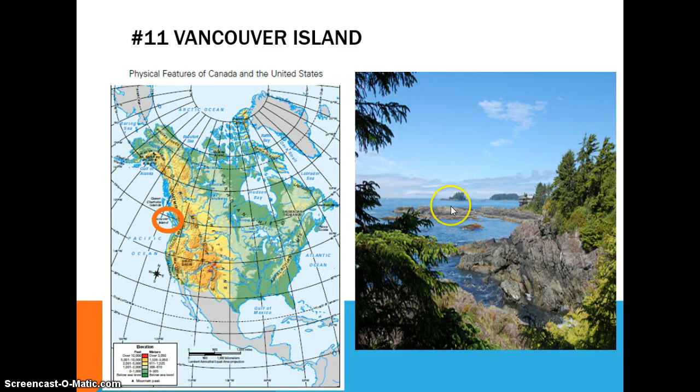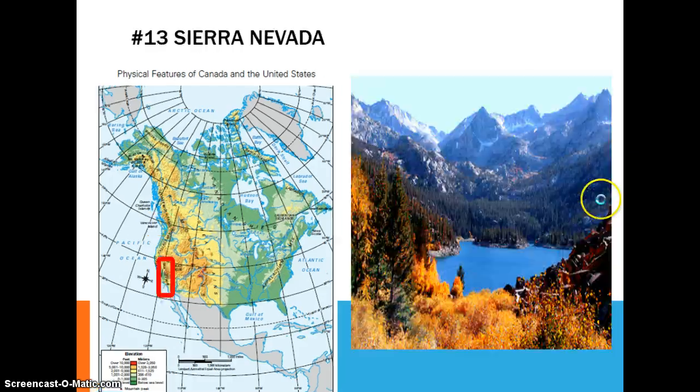Number 11, Vancouver Island. So if we're looking for islands and you want to know the name of a specific island in an area, you need to go to your physical features map. This one is Vancouver Island. It is actually part of Canada. And you can see from here that it is very rocky, and you can see also coniferous trees here. So if we're looking at vegetation, it's going to make sense where it's at in relation to the equator because of the temperature variance and because of where it's located.